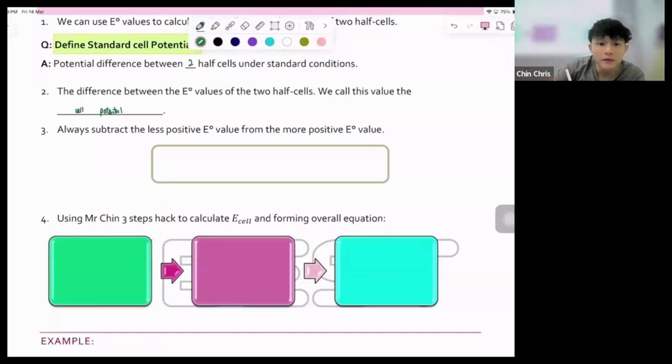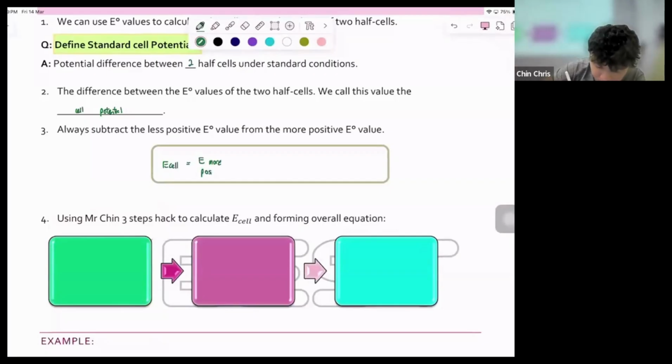Alright guys, next. Okay, how do we get your E cell, right? Your E cell formula is E. Okay, I'm not so sure about your school formula, but I'm going to give you a new one. Most probably your school formula is reductant minus oxidant, or reduction minus oxidation. Now, I'm going to use a more general one.